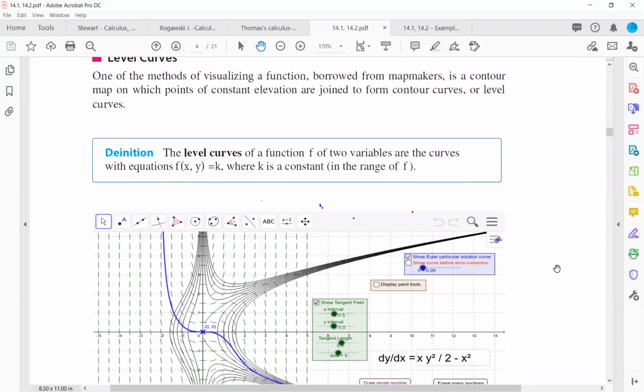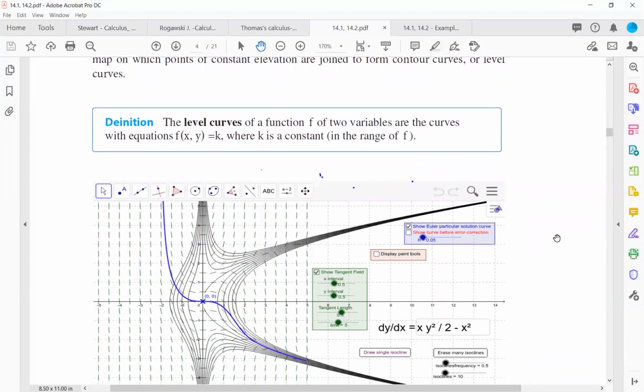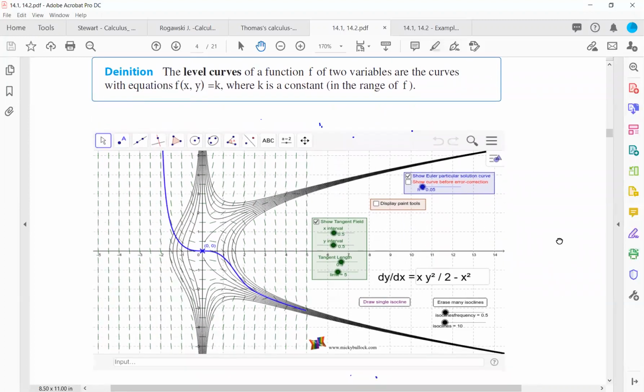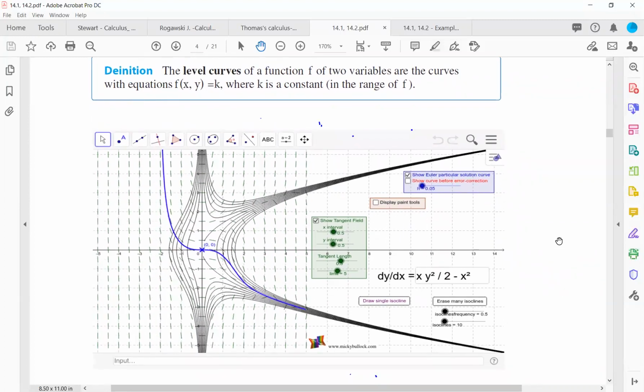Especially in ordinary differential equations, finding level curves is very helpful. This is an example using level curves in understanding the family of solutions of this differential equation: dy over dx equals xy squared divided by 2 minus x squared.